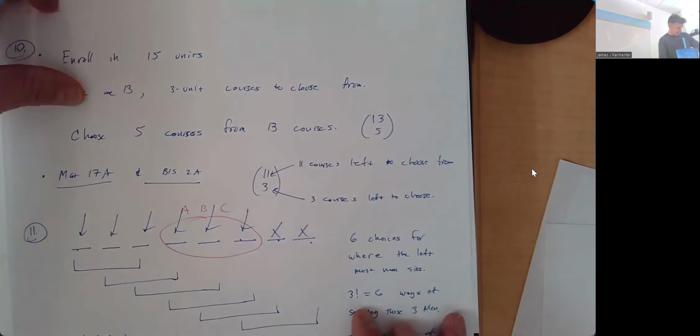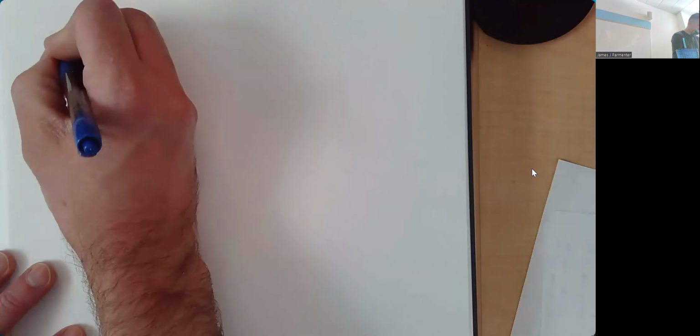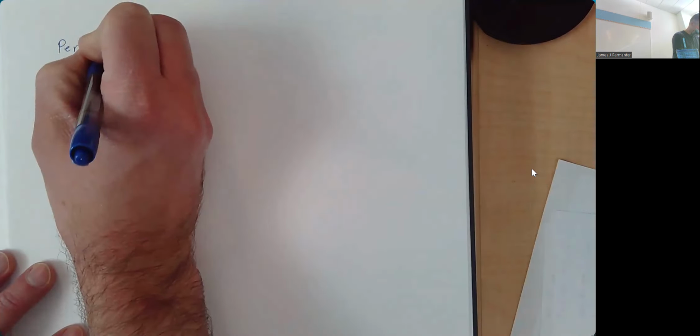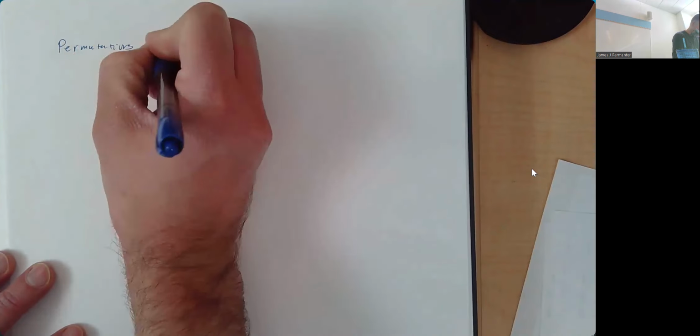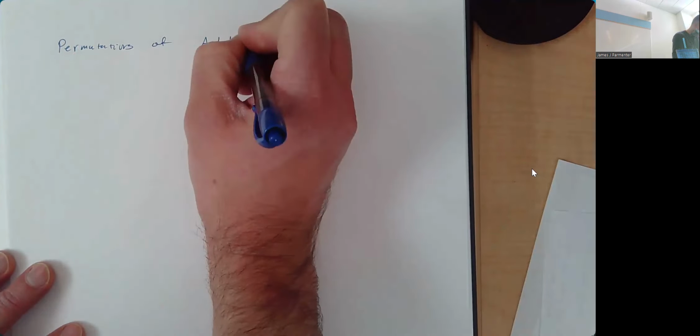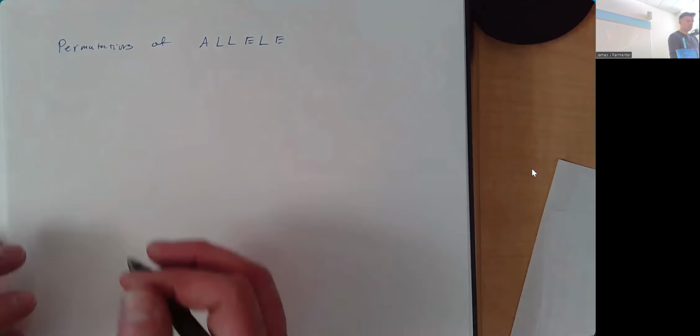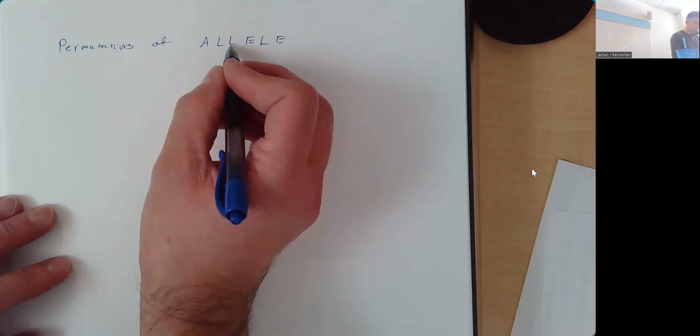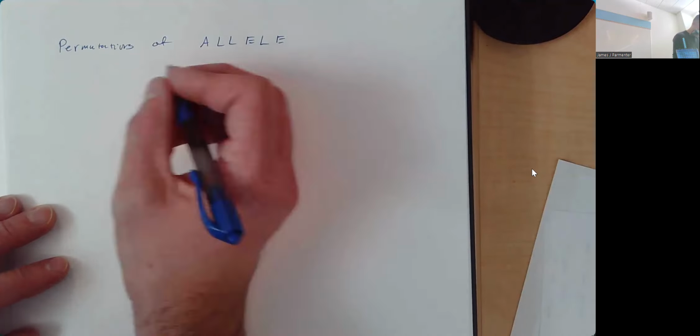Cool. All right. How many permutations of the letters of allele exist? Okay. So, how many letters are there? 6? 6, yeah. There are 6 letters.